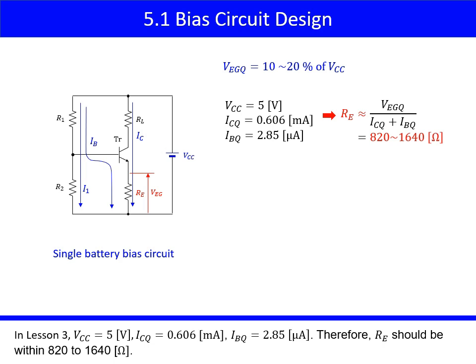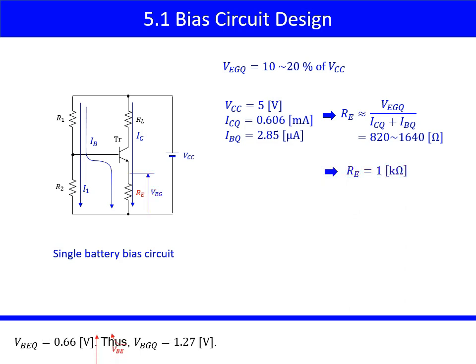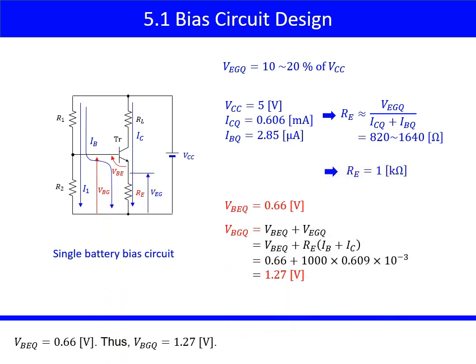In Lesson 3, VCC was 5 volts, ICQ was 0.606 mA, IBQ was 2.85 microamps. Therefore, Re should be within 820 to 1640 ohms. Let's set Re to 1 kilo ohms. VBEQ was 0.66 volts. Thus, VBGQ equals 1.27 volts.